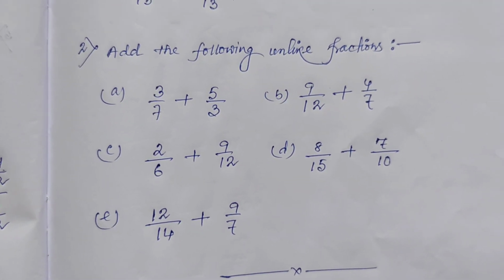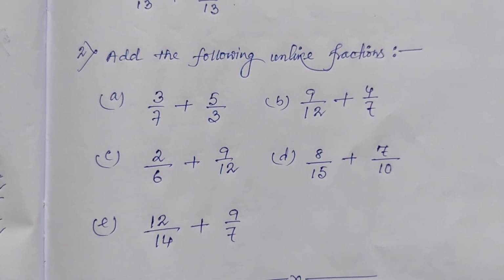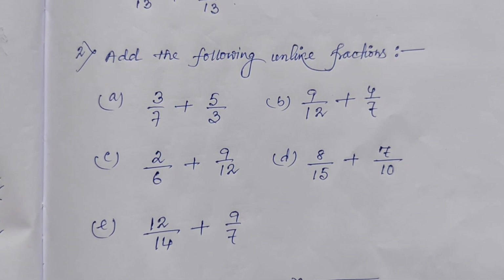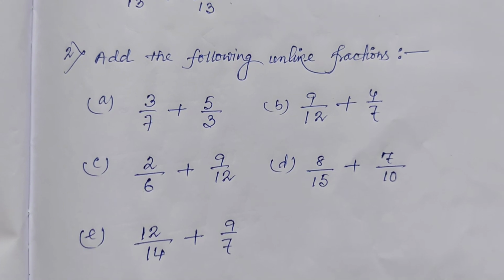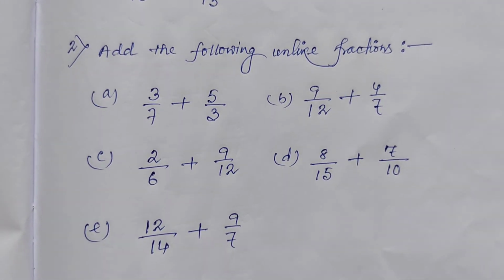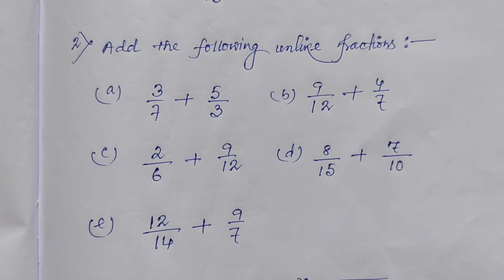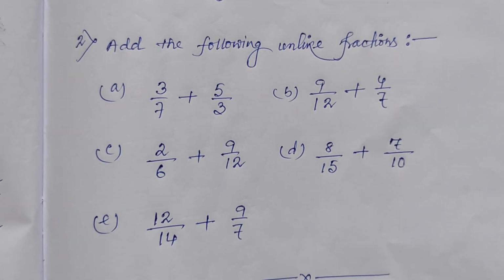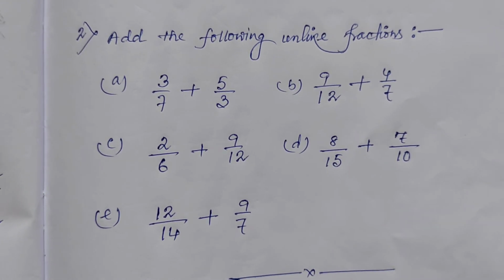And number 2, add the following unlike fractions. A, 3 by 7 plus 5 by 3. B, 9 by 12 plus 4 by 7. C, 2 by 6 plus 9 by 12. D, 8 by 15 plus 7 by 10. E, 12 by 14 plus 9 by 7.